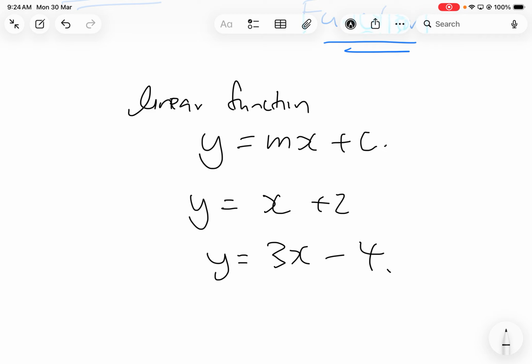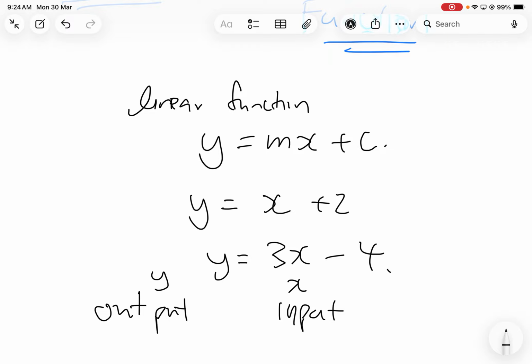Meaning, when my x is 0, 3 times 0 is 0. Then y equals to negative 4. When my x is 1, 3 times 1 is 3. 3 minus 4 is negative 1. Then when my x is 1, y is negative 1. So as my x changes, my y will change. So we call this kind of relationship an output and input. My y is my output, my x is my input. We call this relationship a function.